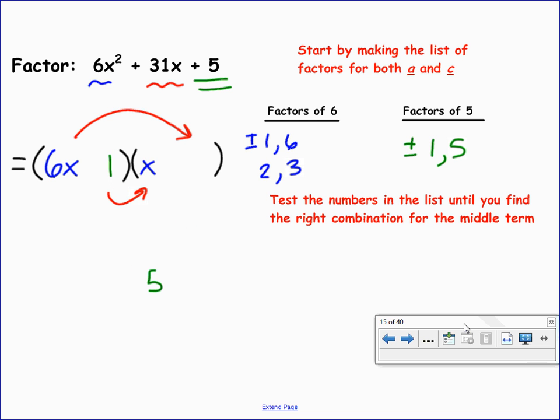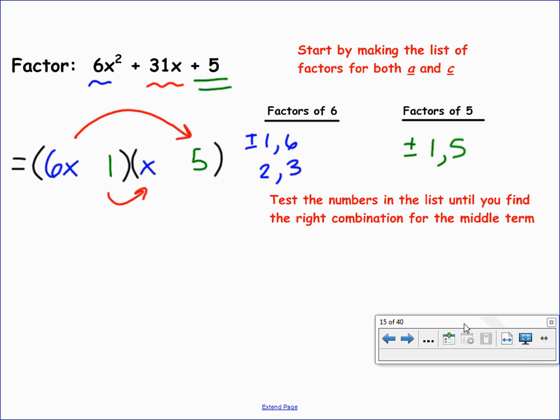Well, what if we tried the 1 and the 5? If we put the 1 in that binomial that has a 6x, and the 5 in the binomial that has the 1x, now let's try my outer product. Look at the red arrow, the big red arrow for outside. What's 6x times 5? 30x. And my inner product now, 1 times x is 1x. Does that sum to give me my middle term? Yes, it does. There's my winning combination.